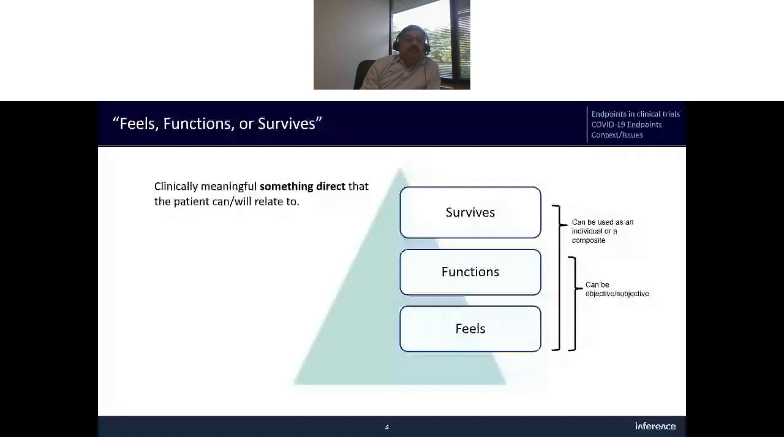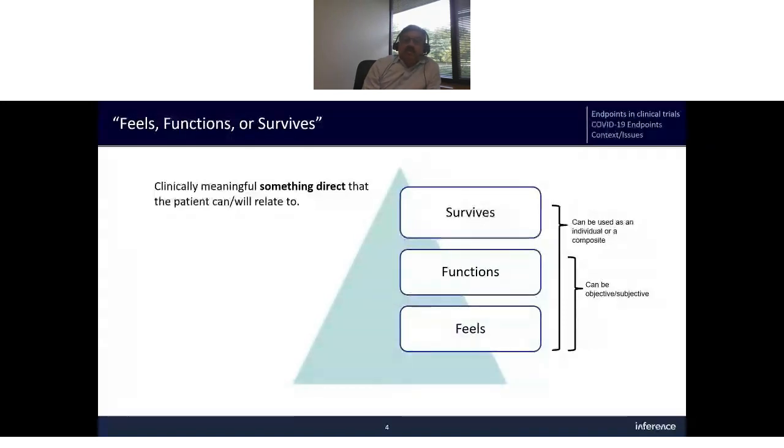Okay, so let's look at what that means. Clinically meaningful is basically something that the patient can relate to directly. And they fall into 3 categories. One is feel, the second is function, and then survival. Any efficacy endpoint has to fit into these 3 boxes. Either the patient has to feel something, or has to function better, or obviously we know what survival means.